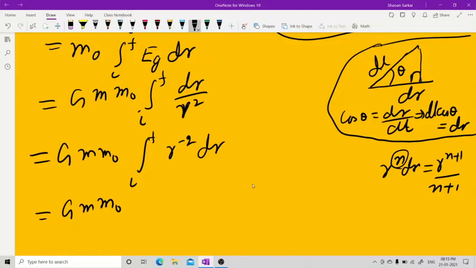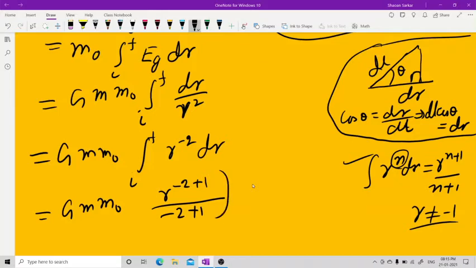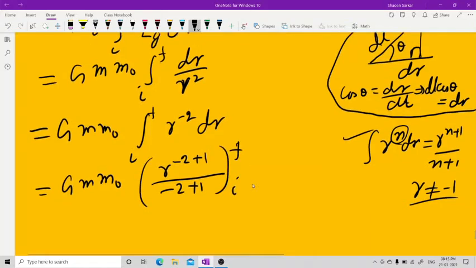Here n is minus 2, and this formula is valid for n not equal to minus 1. Now here it is minus 2, so this formula is valid. So you will use minus 2 plus 1 upon minus 2 plus 1, what I did earlier also, and I'll put the initial to final, the upper and the lower limit.